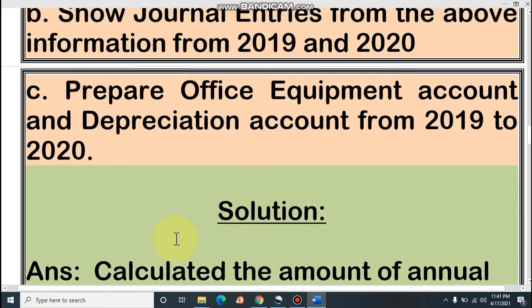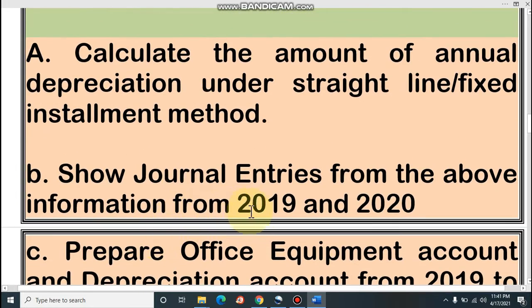Now requirement B. Show the journal entries from the above information for 2019 and 2020. For 2019 and for 2020, we have to show journal entries.